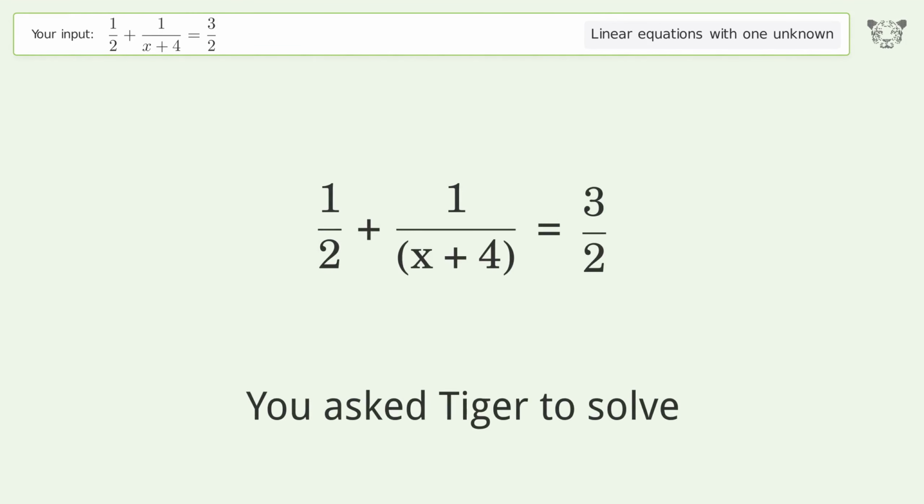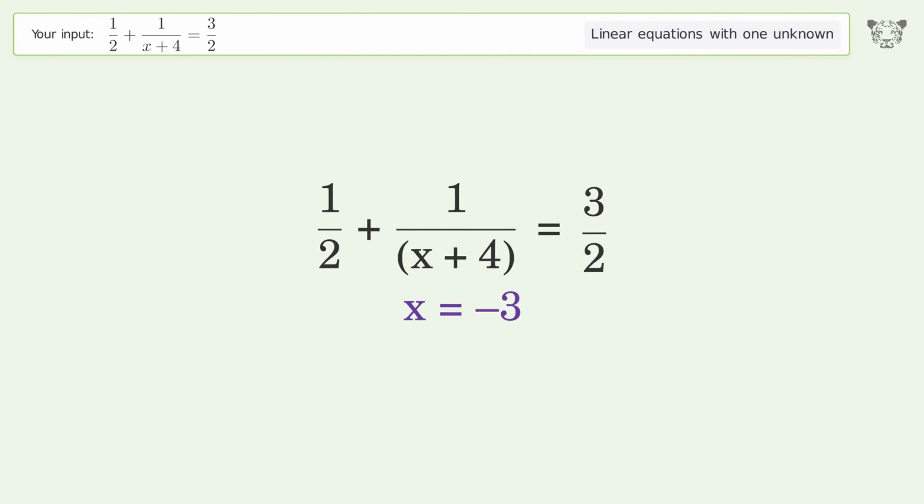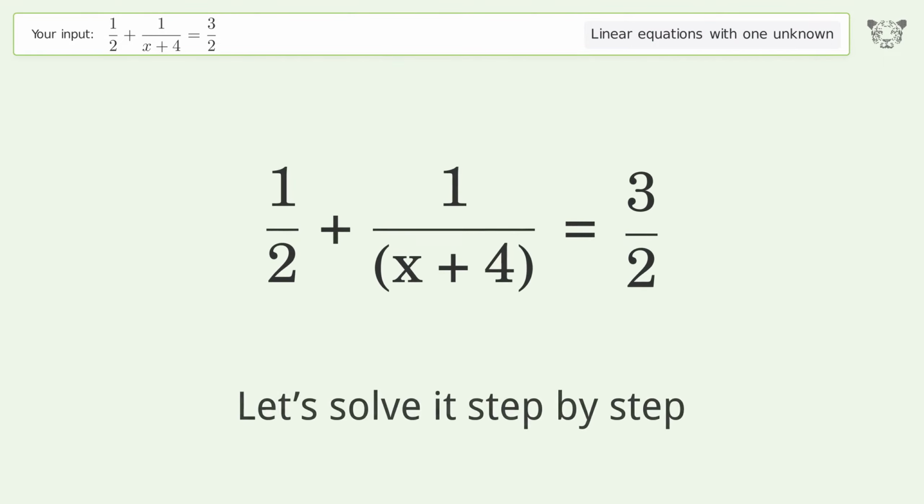You asked Tiger to solve this. It deals with linear equations with one unknown. The final result is x equals -3. Let's solve it step by step.